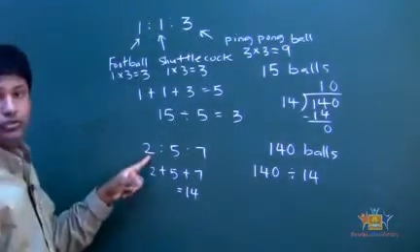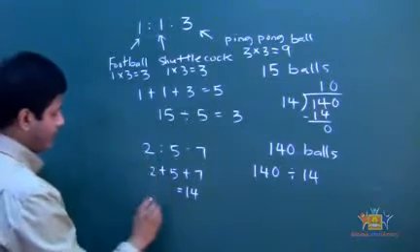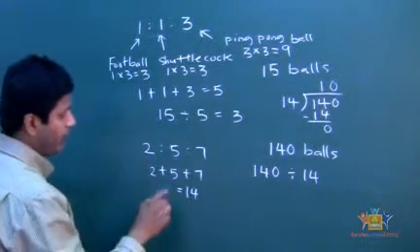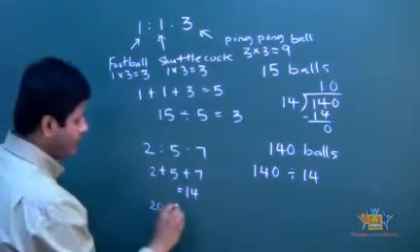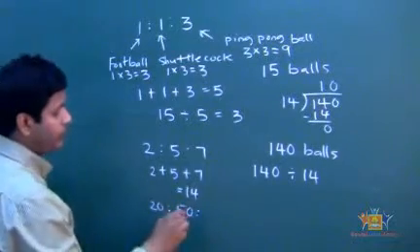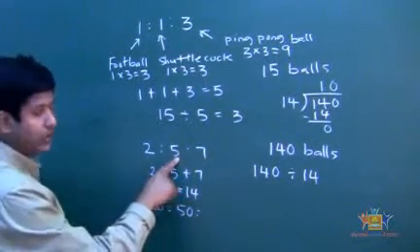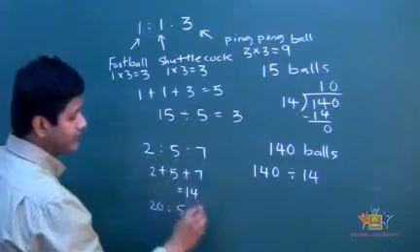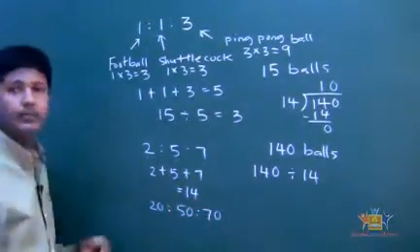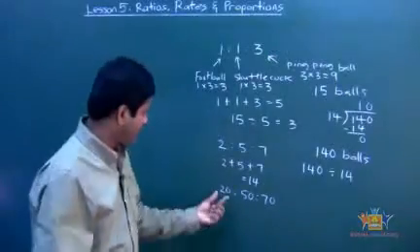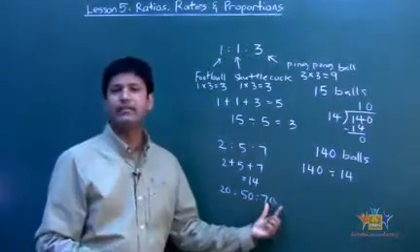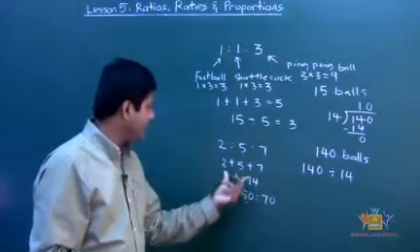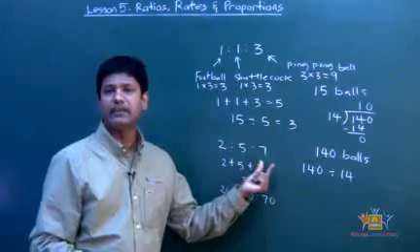So 2 times 10 exactly makes what? 20. There are 20 footballs. 5 times 10 gives you 50. There are 50 shuttlecocks. 7 times 10, there are 70 ping pong balls. So that's the ratio, 20, 50, 70. When you reduce it down, it comes down to 2, 5, and 7.